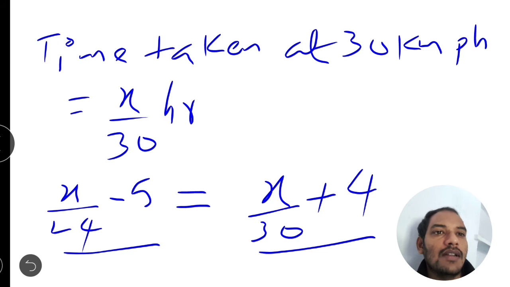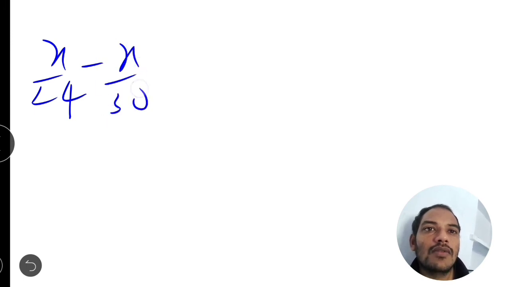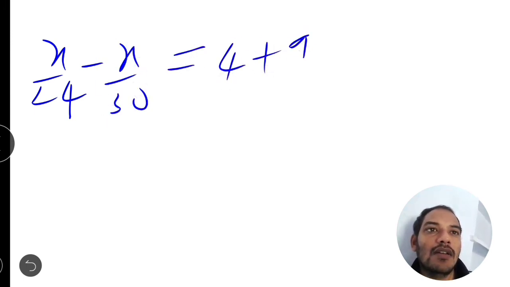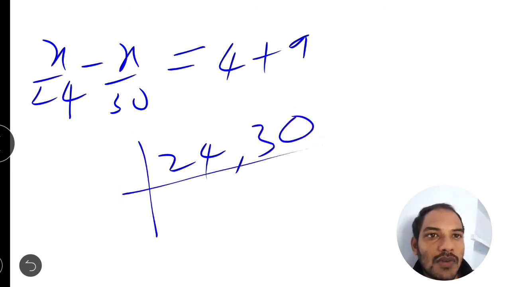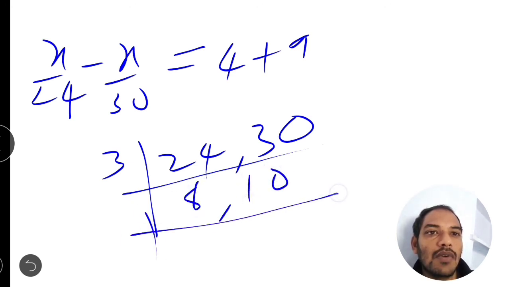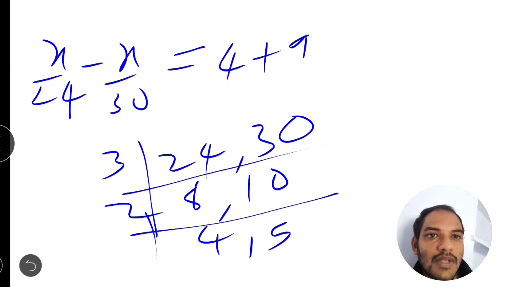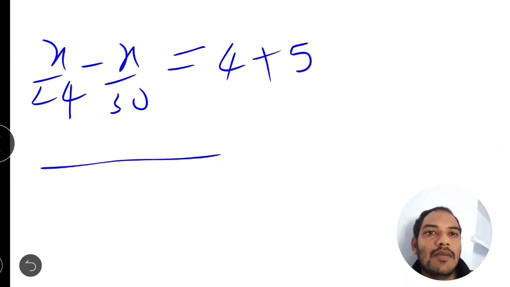So now let's write the variables on one side and constants on the other side. So x by 24 minus x by 30 equals 4 plus 5, that is 9. Next, find the LCM of 24 comma 30. So 24 and 30 both come in the 3 table, 8 and here 10. Next, 2 table, 2 4s are, 2 5s are. So 5 4s are 20, 2 2s are 40, 4 3s are 120. So the LCM is 120.